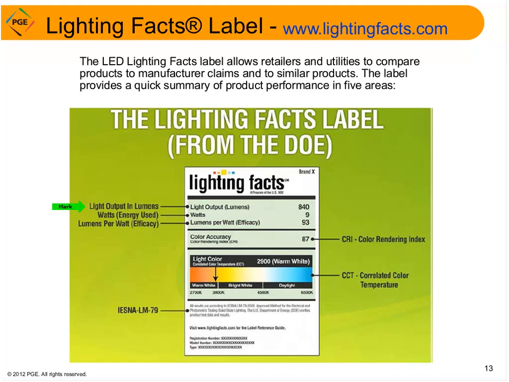So light output is going to be measured in lumens, while watts is a measure of the energy required to light the LED lamp. So the lower the wattage, the less energy that is used, and the less cost there is. Lumens per watt indicates efficiency. The higher the number, the more efficient the product. And the more correct term for this lumens per watt is efficacy. So this might be a new term for some people.